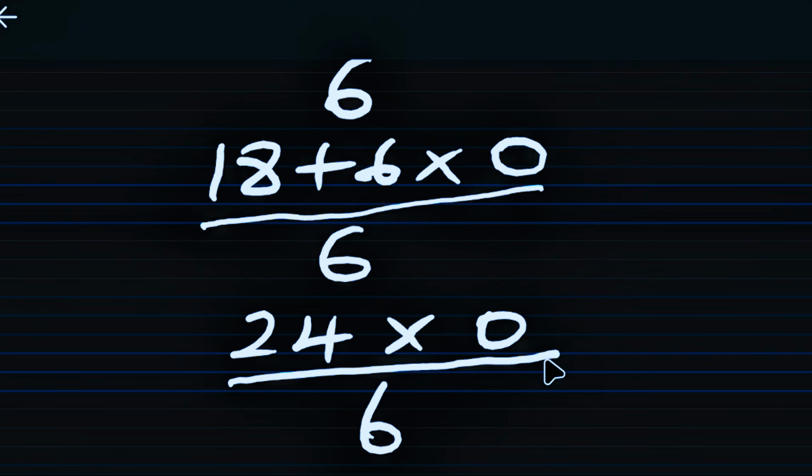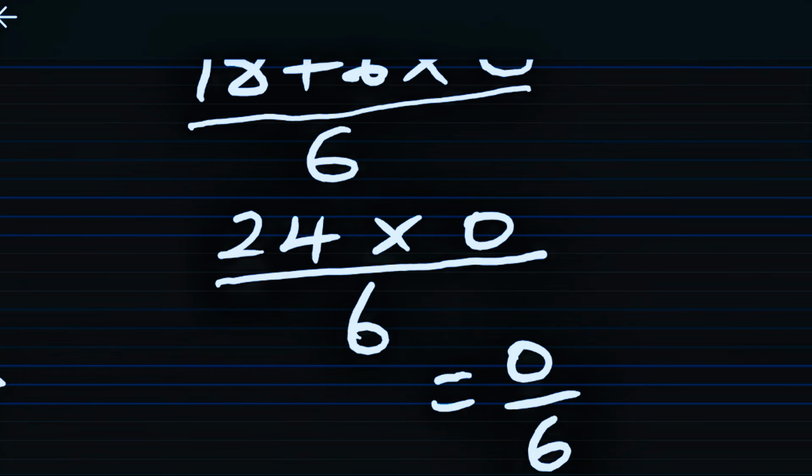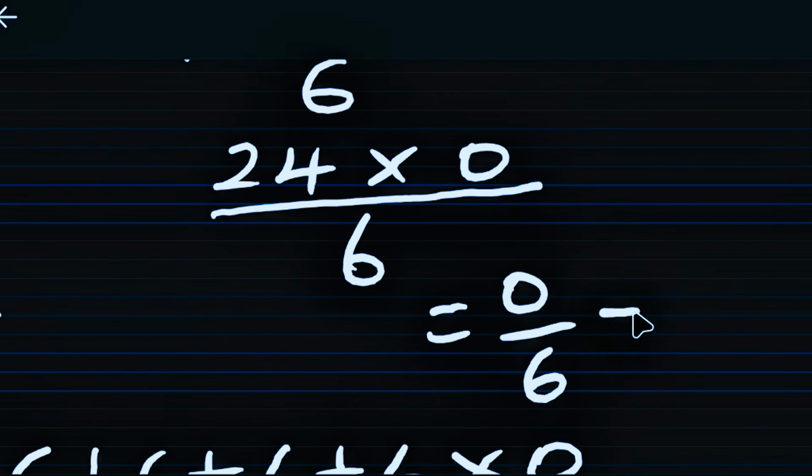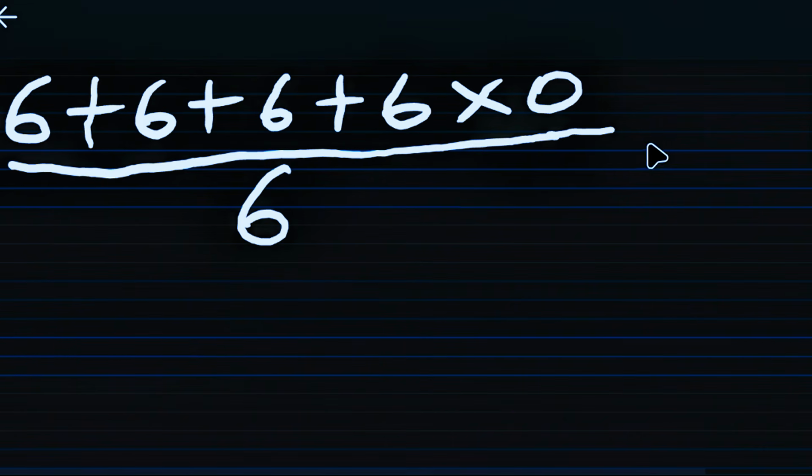From here, what they did next was to multiply these two. 24 multiplied by 0 equals 0, divide by 6, and 0 divided by 6 equals 0. But this is totally wrong, because according to the order of operation, which is PEMDAS, let's write that down so that we'll be able to understand what we are doing.